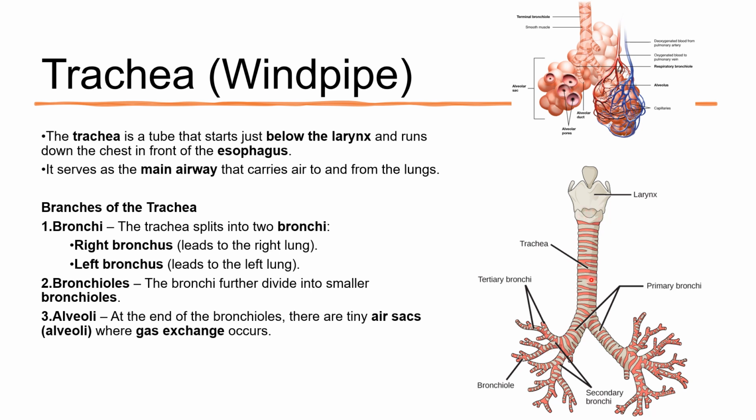So if we talk about the branches of the trachea, it is the trachea which branches further into two bronchi, the right bronchus and the left bronchus, and the bronchi further branch into bronchioles, further divided into smaller bronchioles, and at the end of the bronchioles you will see alveoli. They are like tiny air sacs where gas exchange occurs. We'll talk about that in the next few slides. So those are the basic parts of the trachea, which is also known as the windpipe.